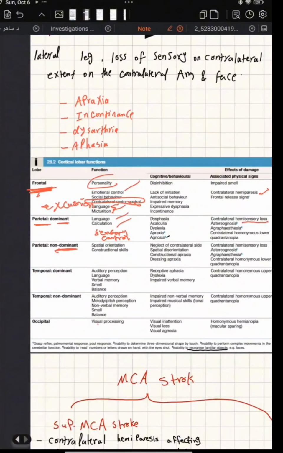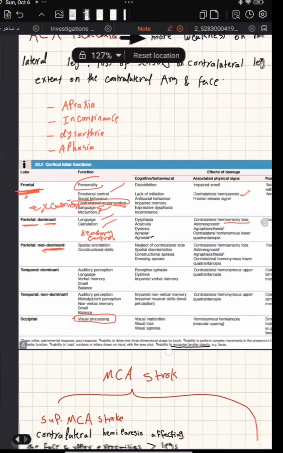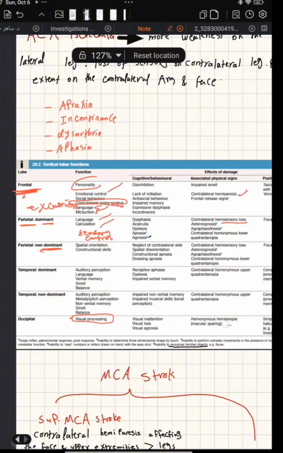Okay. Occipital lobe responsible for visual processing. So any problem within this lobe will result in homonymous hemianopia.